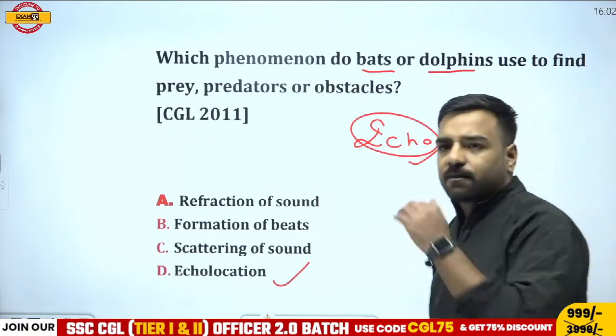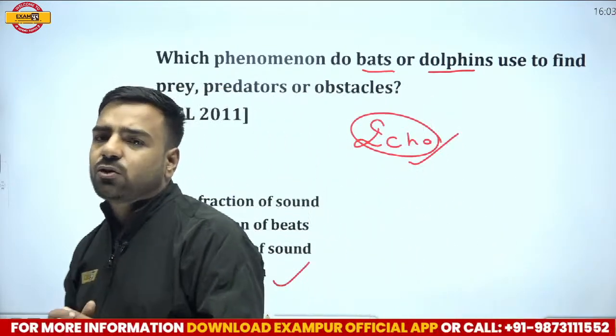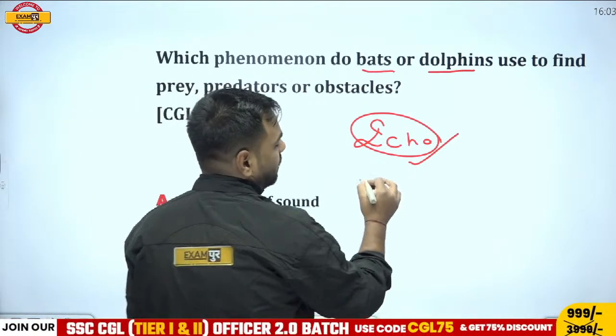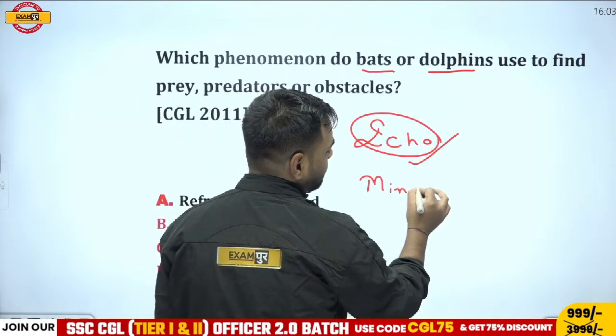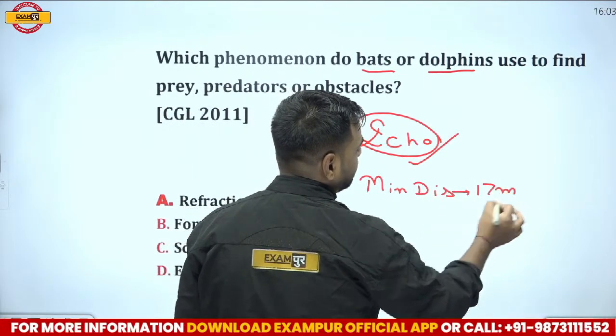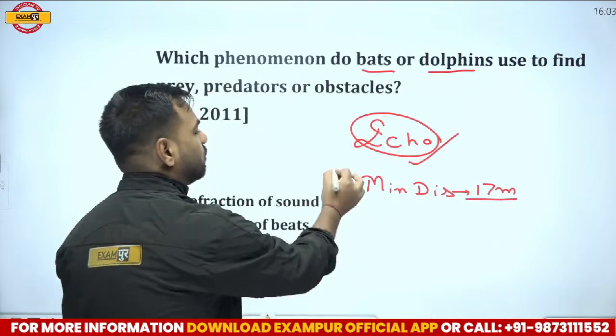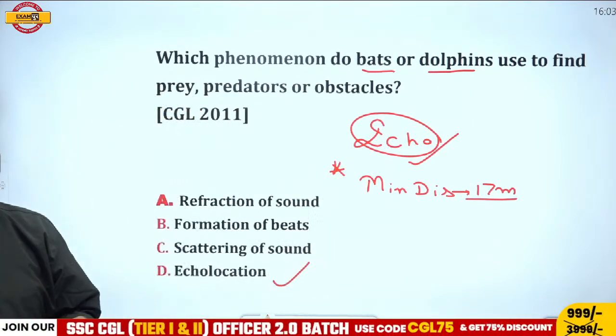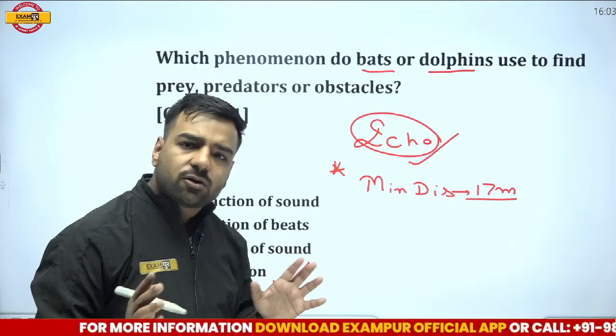And one more thing is there. If I talk about this echo part, please remember, there's a minimum distance for this echo, and that minimum distance is 17 meters. This is asked in the examination. So do not forget, that minimum distance is 17 meters. But the logic is almost the same.